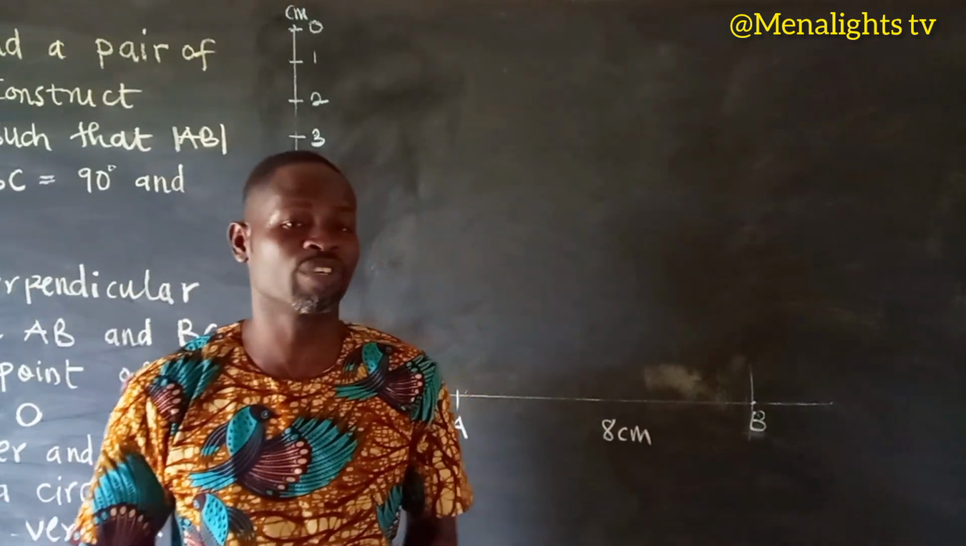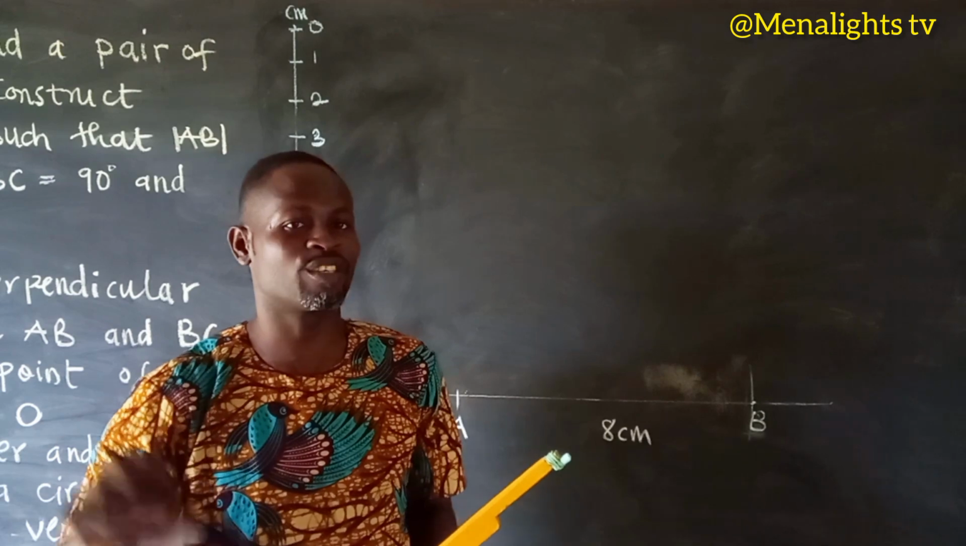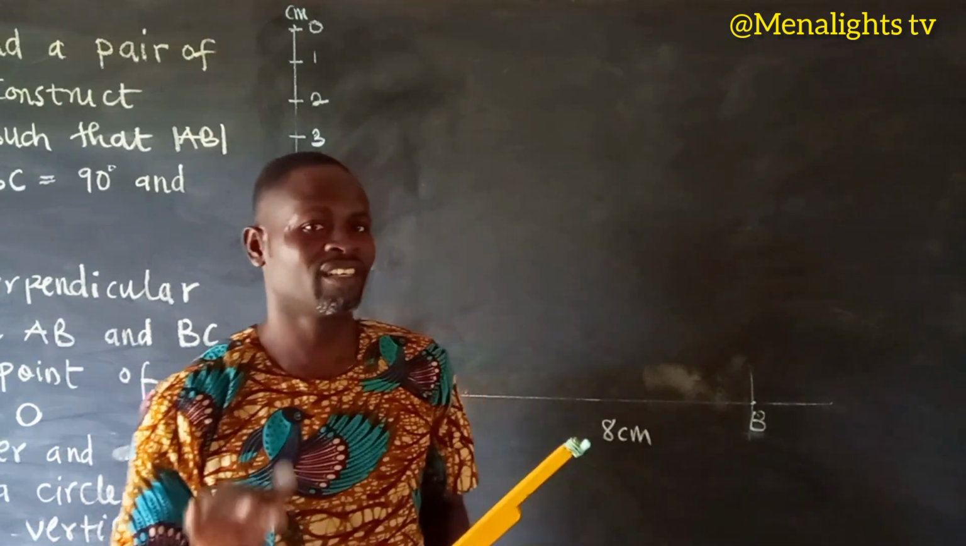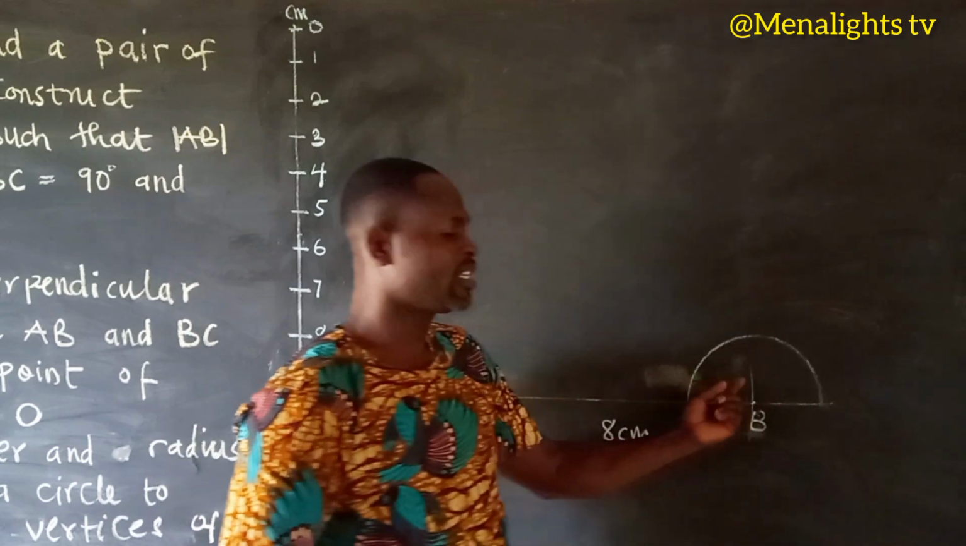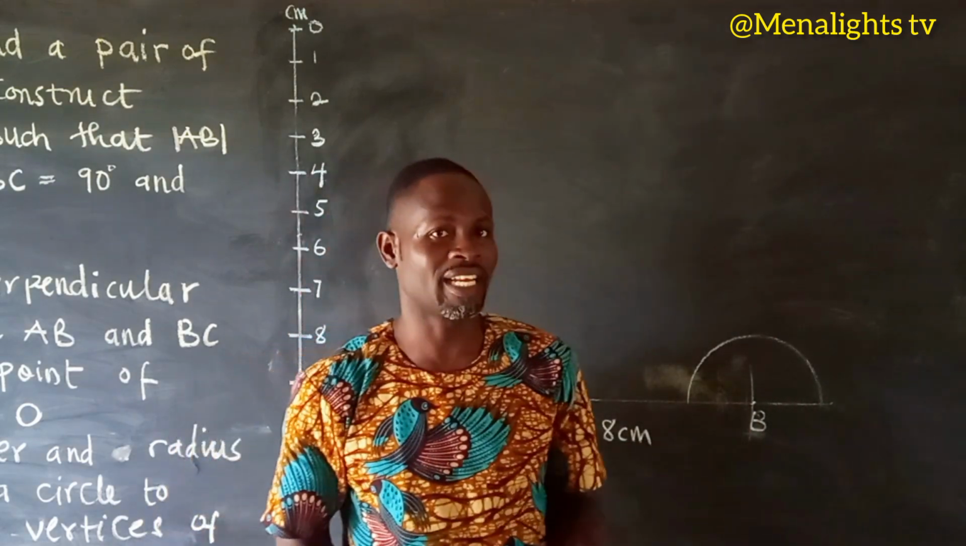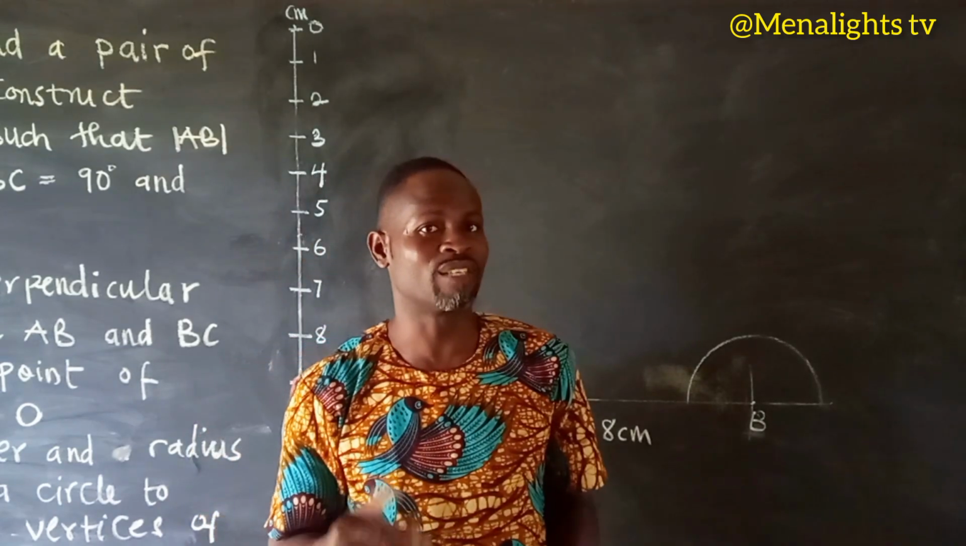From the question, you have to construct angle ABC, which is 90 degrees. That means the angle is on B, ABC. So the angle is on the middle letter. So we stand on B, then you draw a semicircle. The value of this semicircle is 180 degrees. So for us to get 90, we need to bisect the 180 to get 90.